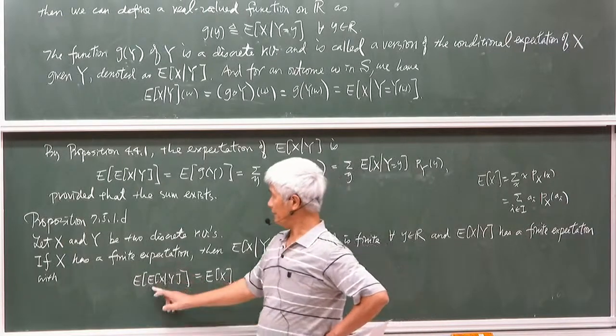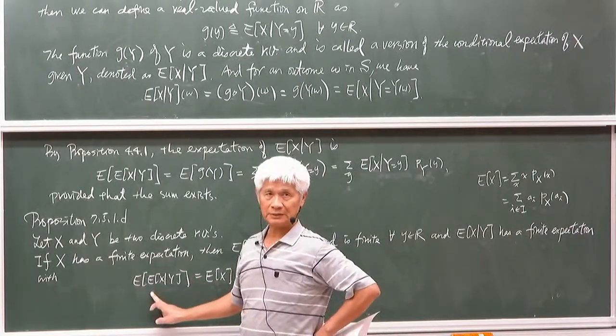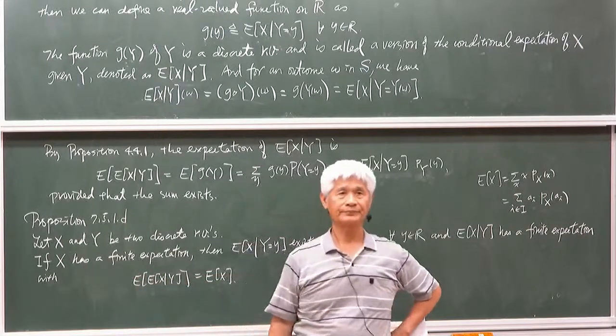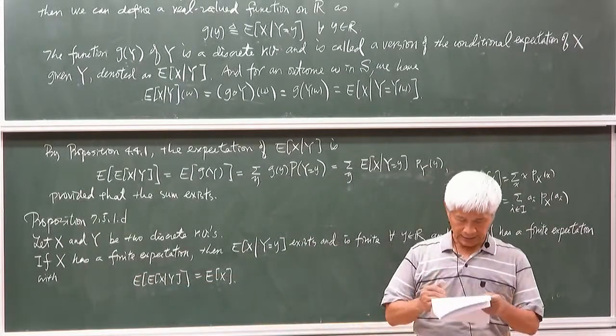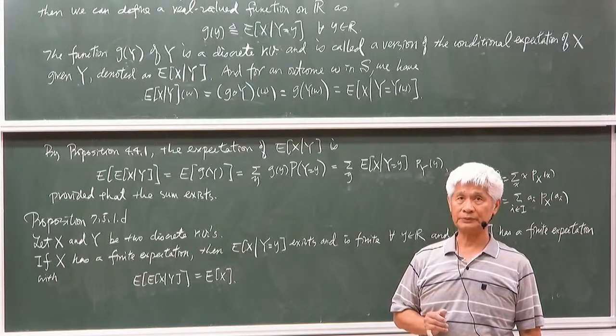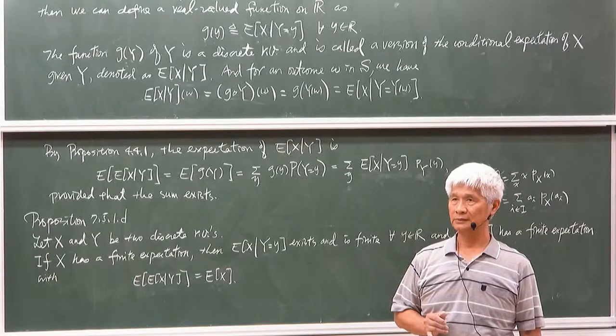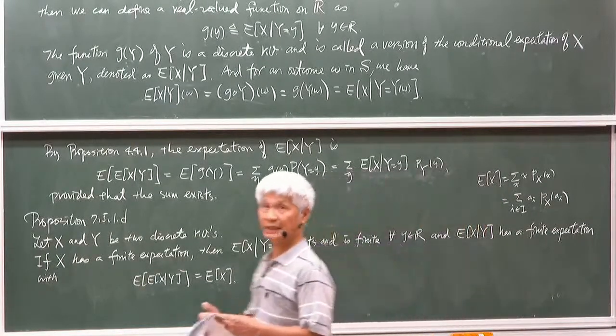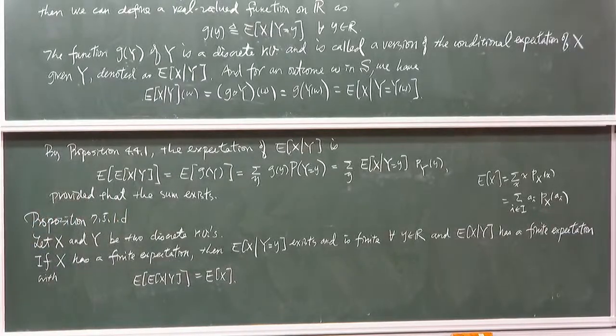So you compute the expectation of X in two steps. This is the first step, and this is the second step. Any questions before I give a proof? Okay, let's take a break to 2:35.